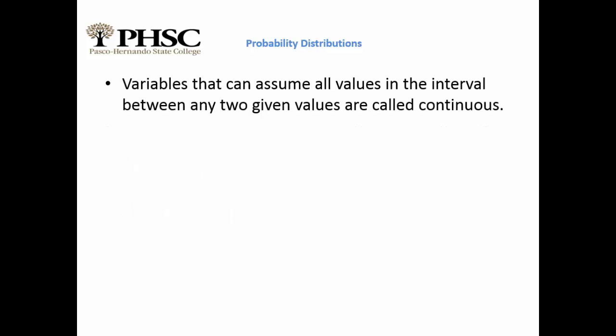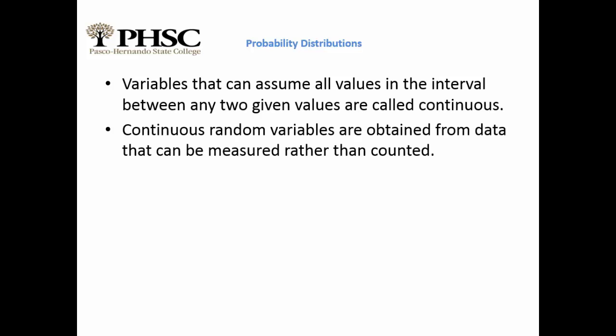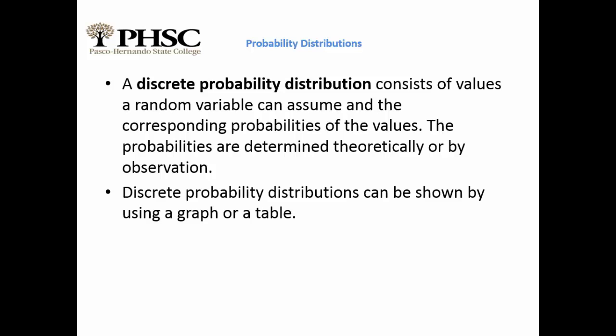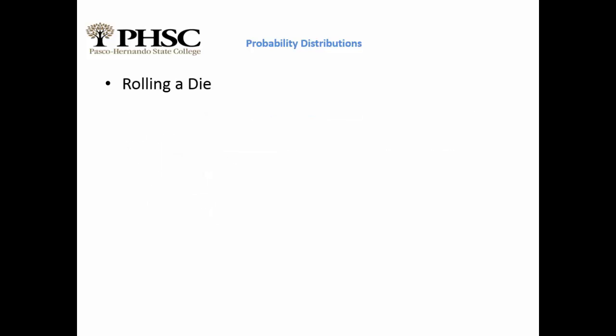Now, variables that can assume all values within an interval are what we call continuous. Continuous random variables are obtained from data that can be measured rather than counted. So let's go back to discrete probability. A discrete probability distribution consists of the values a random variable can assume and the corresponding probabilities of those values. The probabilities are determined theoretically or through observation. Discrete probability distributions can be shown using a graph or a table.